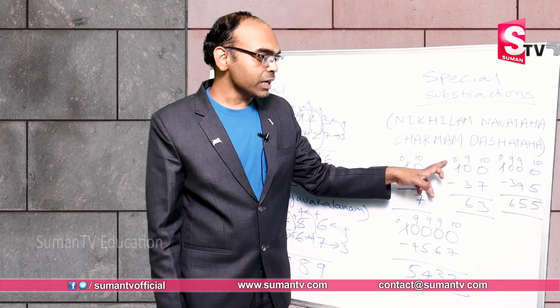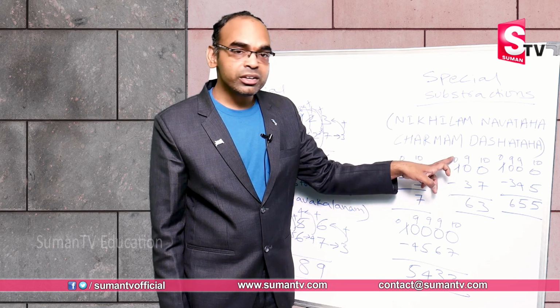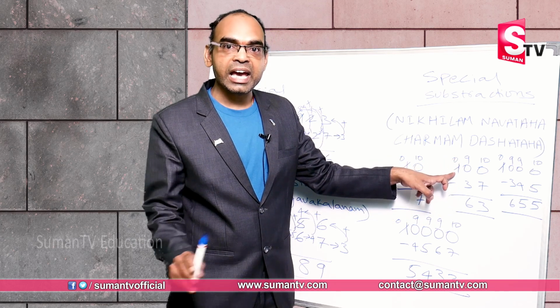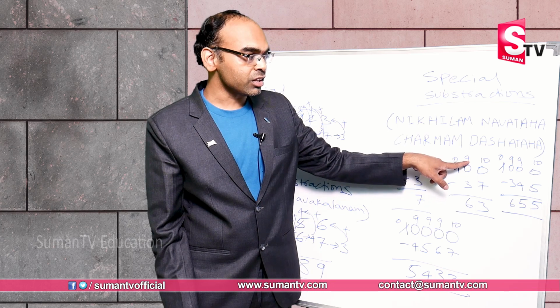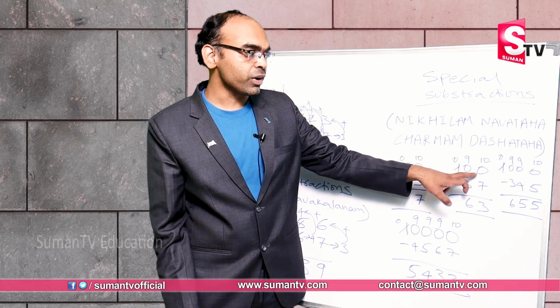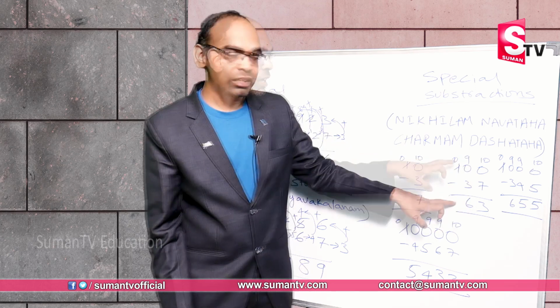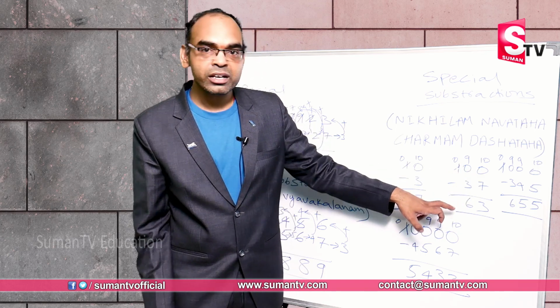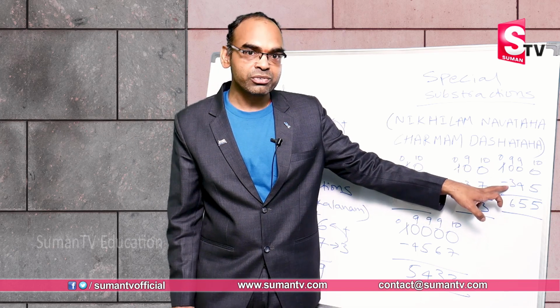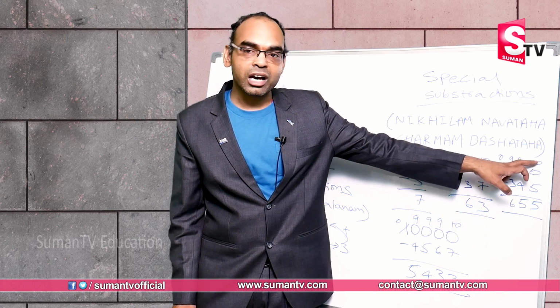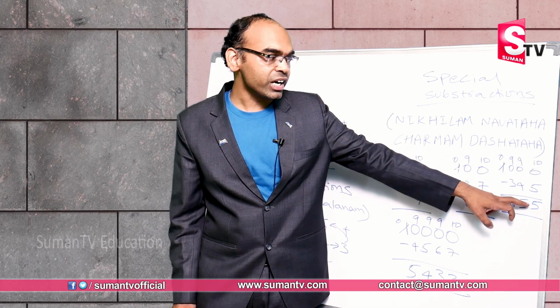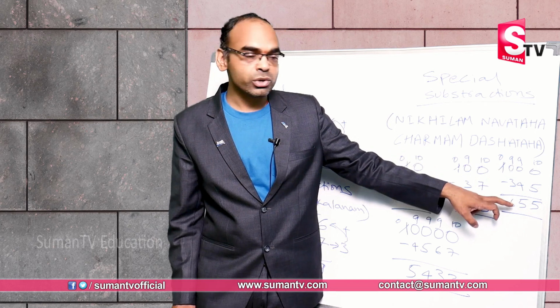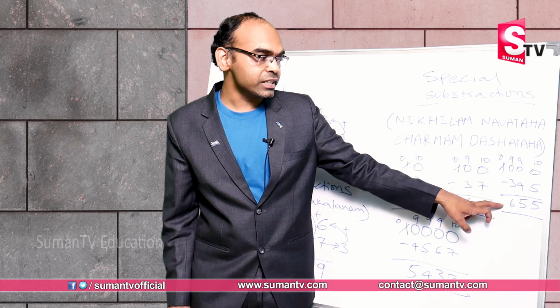Here, if you observe 100 minus 37, you need not take any carryovers; simply subtract all from 9 and last from 10. 10 minus 7 is 3, 9 minus 3 is 6. So 100 minus 37 is 63. If you observe 1000 minus 345 also, all from 9, last from 10. 10 minus 5 is 5. 9 minus 4 is 5. 9 minus 3 is 6.